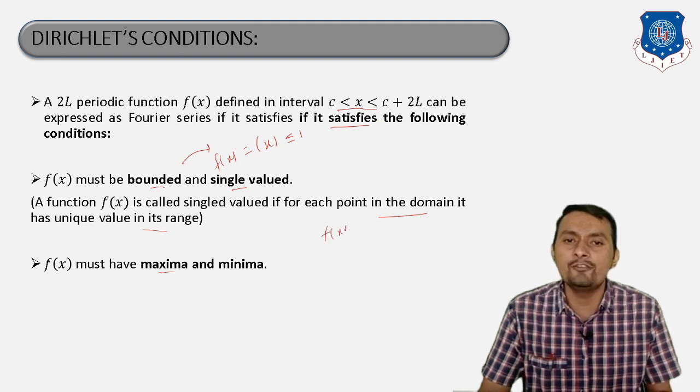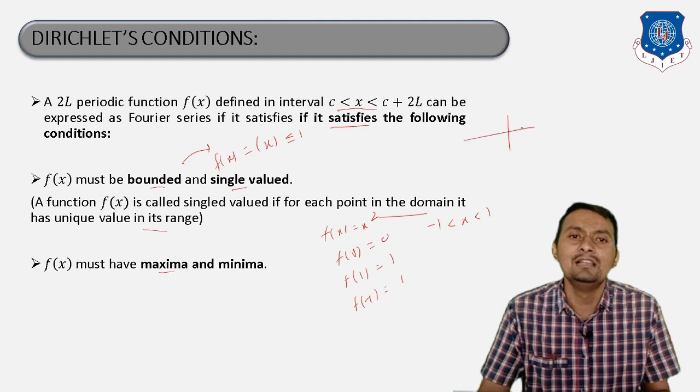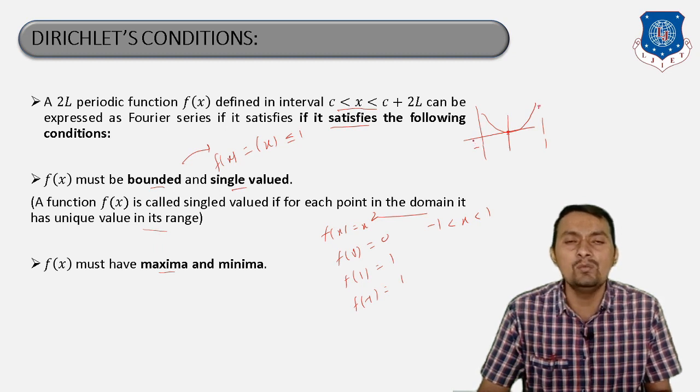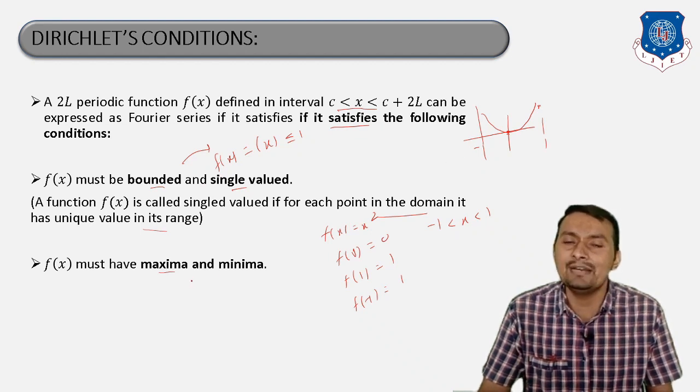Another condition is that f(x) must have maxima and minima. Consider f(x) = x². Then f(0) = 0, f(1) = 1, f(-1) = 1. If I talk about the interval -1 to 1, for this interval we get a minimum at 0 and a maximum at x = 1 and -1. That means this function has a maxima and a minima at particular points: at x = 0 the function has a minimum, and at x = ±1 the function has a maximum value.